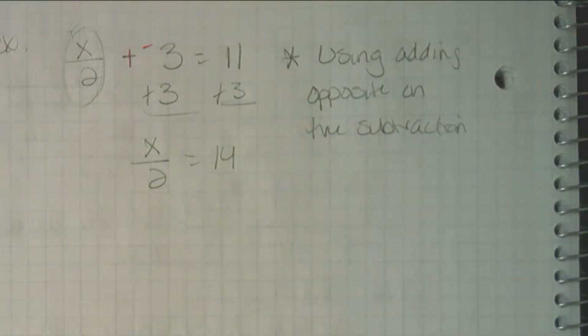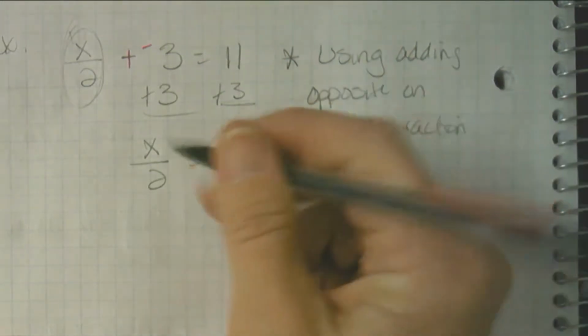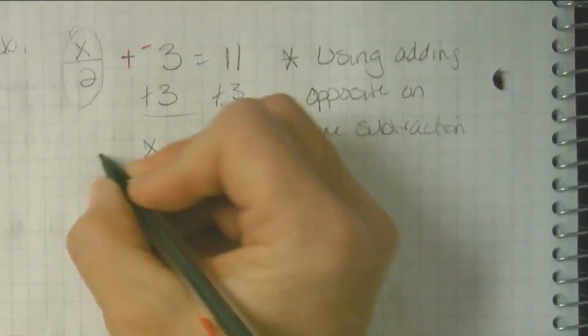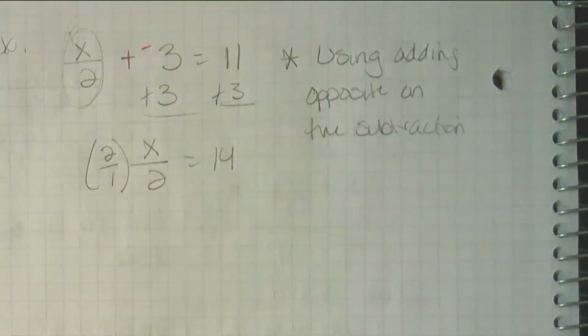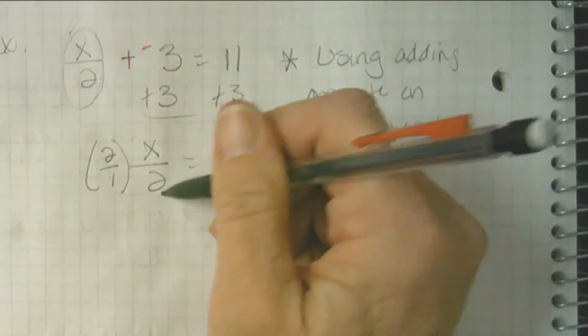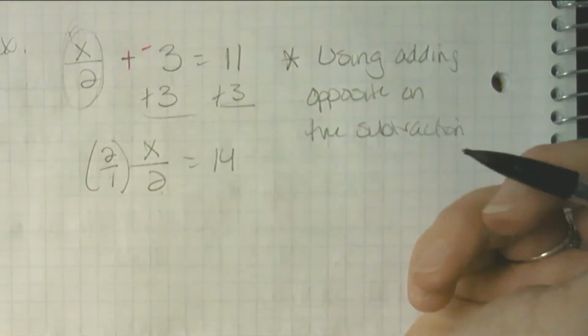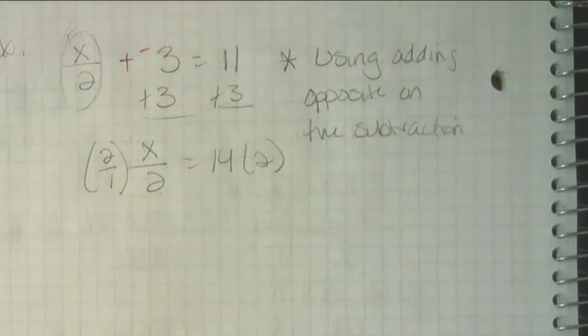Now what's the goal of this step? Valentina? I totally agree with you. Why? Exactly. I want to get that x alone. I need to cancel out the 2's. This says x divided by 2. I need to get rid of the 2 in the denominator. To do that, I can multiply by 2 over 1. I'm going to multiply both sides by 2.